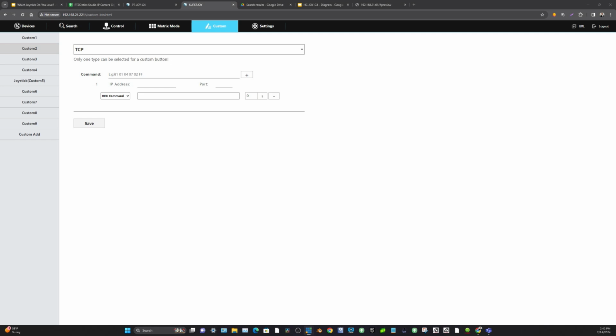TCP is very common. What that is, TCP is essentially a connection. I don't even remember what TCP stands for, to be honest. I'd have to look that up, but I should know that because it's kind of my job to know that. I'm gonna have to Google it real quick. Transmission Control Protocol.